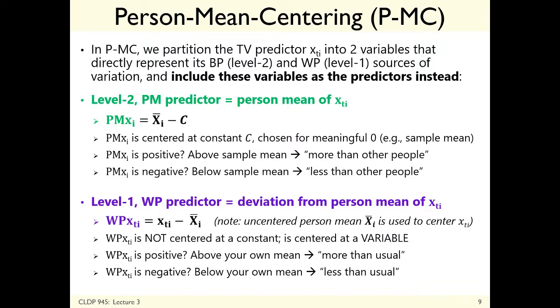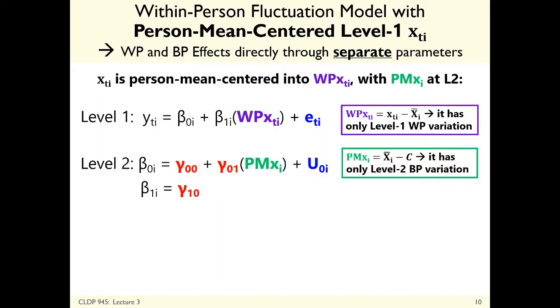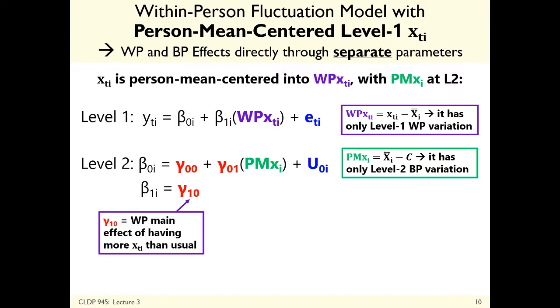That's the beauty of this system. So then the model would look like this. At level 1, we put in this within person X. The only kind of variation that it has is level 1 within person variation. Therefore, its fixed effect in the model, this gamma 10, can only be the within person effect of having more X than usual at that occasion.